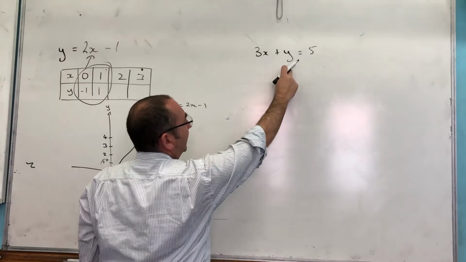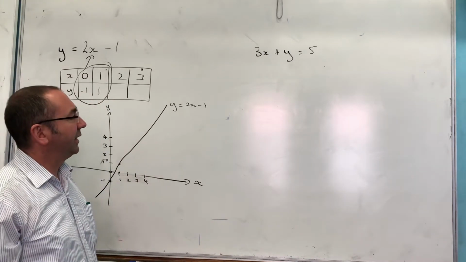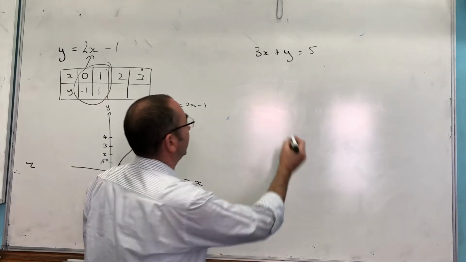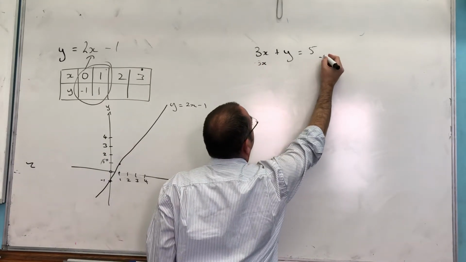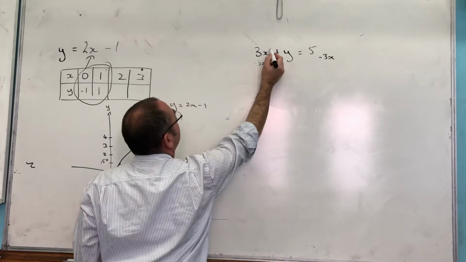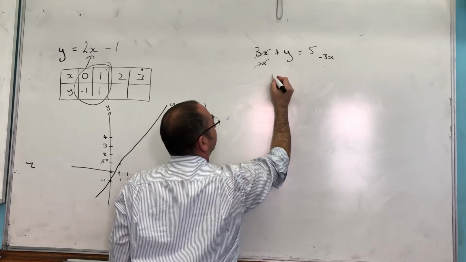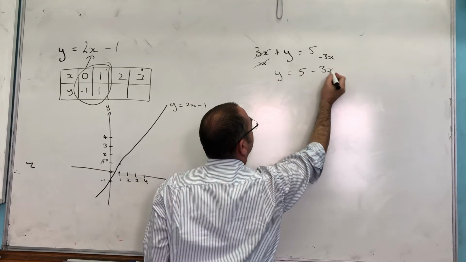Y is currently on the left-hand side, but it's got another term there with it, which is 3x. So to get rid of that 3x, we're just going to subtract 3x from both sides. So minus 3x from that side, minus 3x from that side, plus 3x minus 3x cancels to 0, and you get the equation y equals 5 minus 3x.